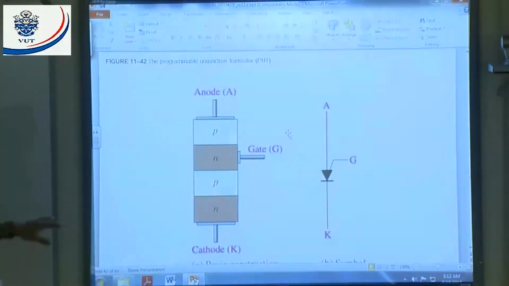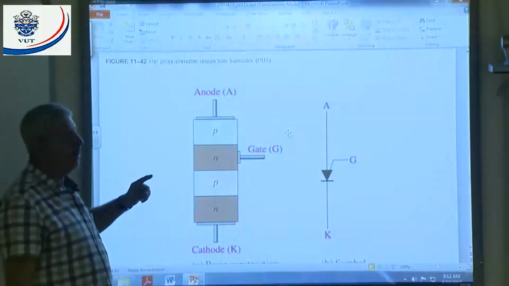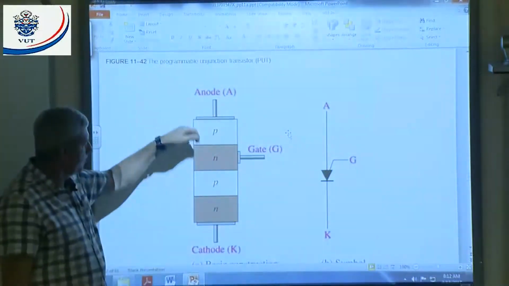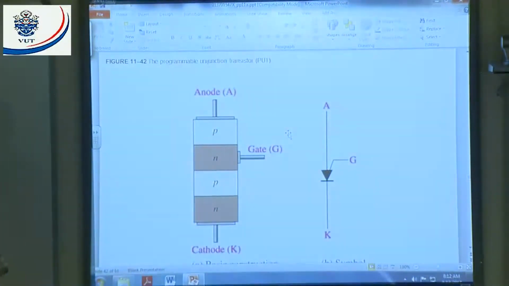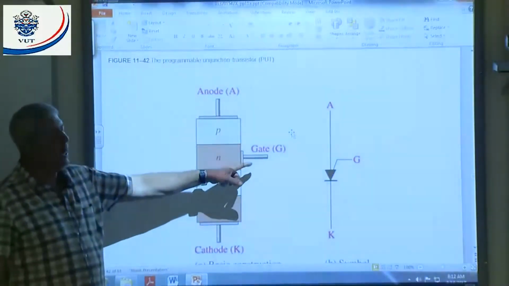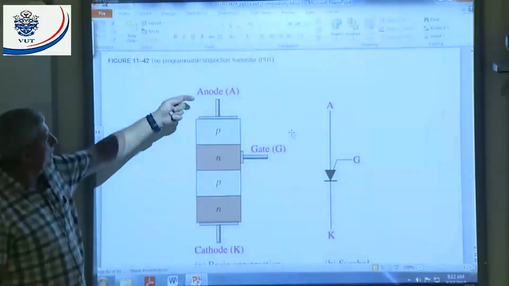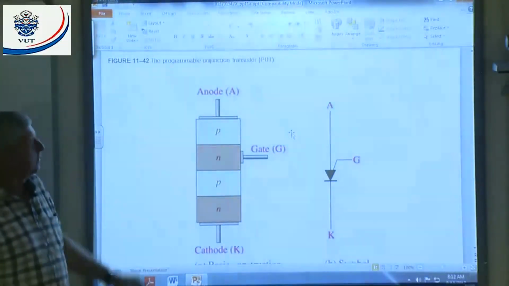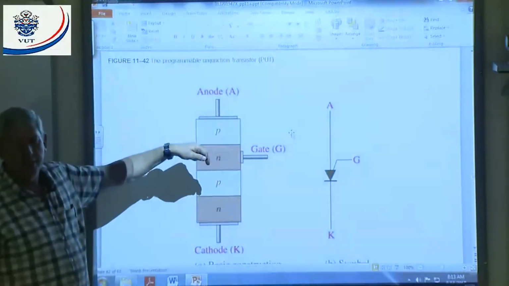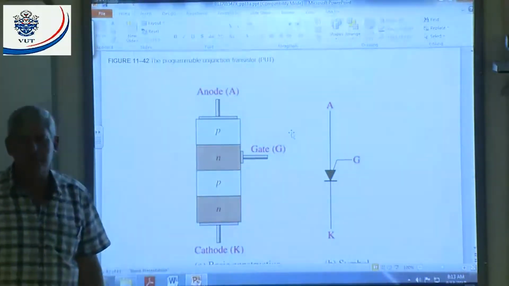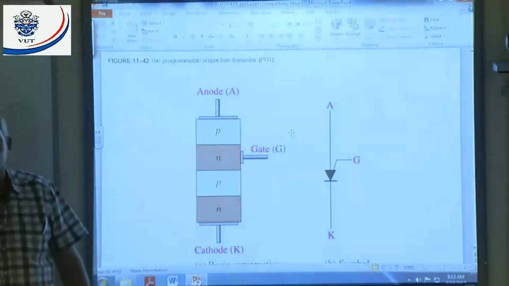I repeat, I got 5 volts on the gate, positive, all right. Now I'm asking, to what value must my anode voltage increase before this device will go into conduction? To what value? All right. It must increase to 0.7 volts higher than my gate voltage. That means if that voltage increased to 5.7 volts, then I will forward bias this PN junction. And when I forward bias this PN junction, the device will go into conduction. You with me?